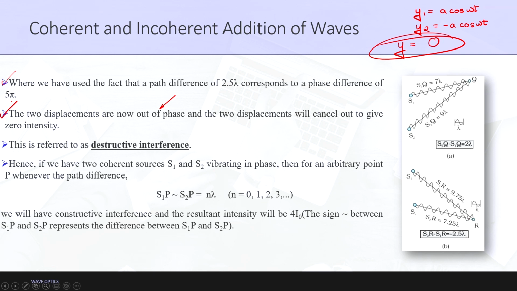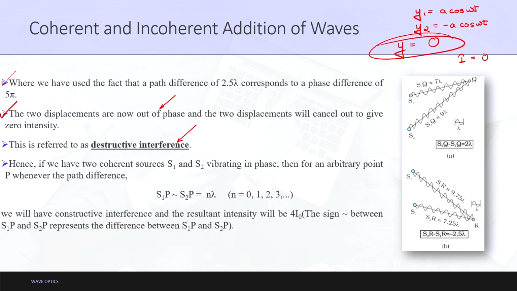This was a simple concept, as the intensity is always proportional to the square of the amplitude. Therefore, as the amplitude is 0, I is equal to 0, and hence it is proved that it has 0 intensity. So, this was the concept here. Now, this is referred to as destructive interference.